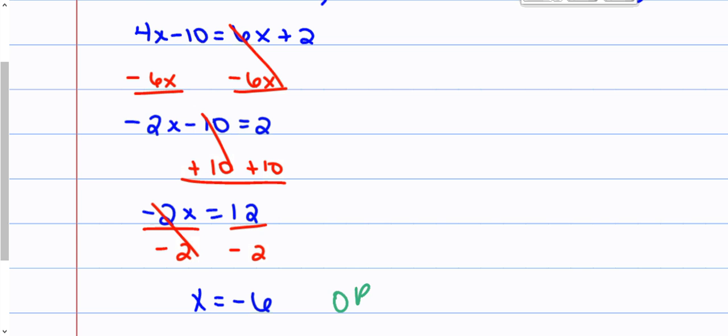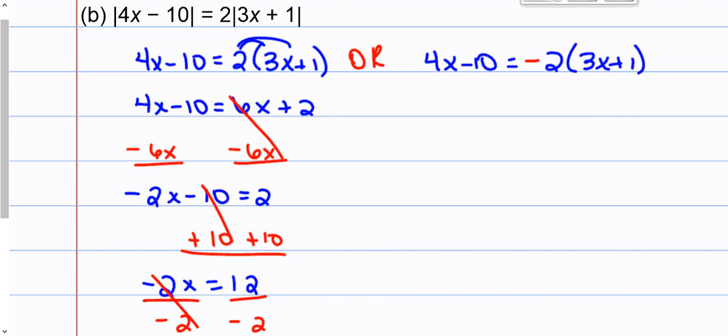Or, let's go back up and solve the right side. Before we can solve the right side, we have to distribute not a 2 this time, but a negative 2. So, we have 4x minus 10 equals negative 2 times 3x is going to be negative 6x. Negative 2 times 1 is negative 2.